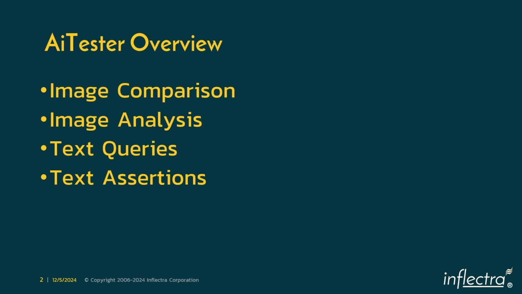AiTester lets you send text and image-based questions to AI and get smart text answers. It's great for tasks like image comparison, so you may detect visual discrepancies like layout shifts or missing elements. Do image analysis, analyze images to count elements or validate patterns. Perform text queries, for example, generate data or answer questions with AI-driven text output. And do text-based assertions, validate extracted text or application states dynamically.